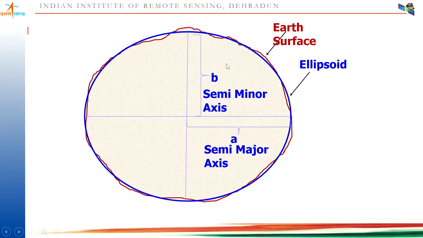And b is the semi-minor axis, like the polar radius we can say. This is the semi-minor axis b, so it is like the polar radius, and a is the semi-major axis from the center to the vertex, which can work as the equatorial radius.